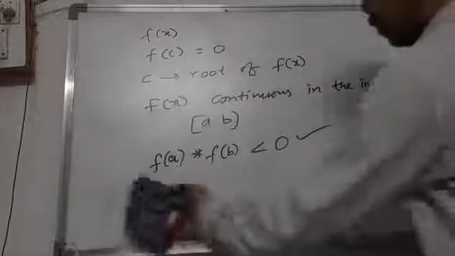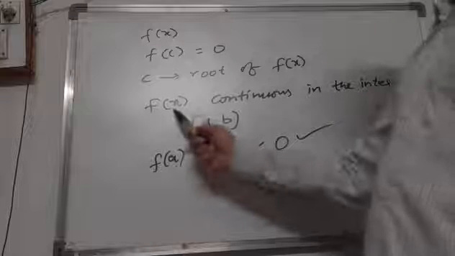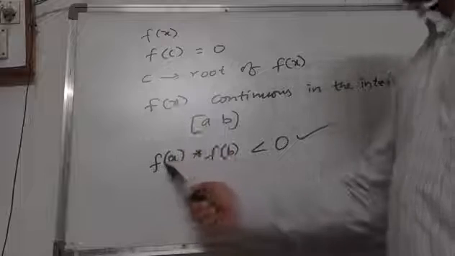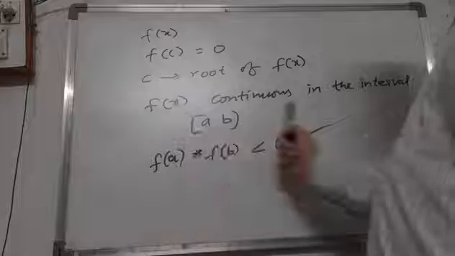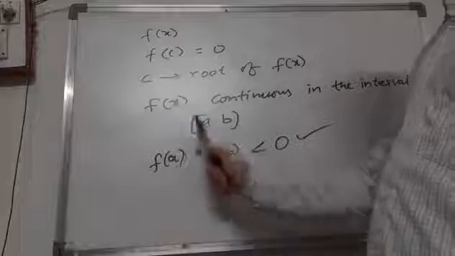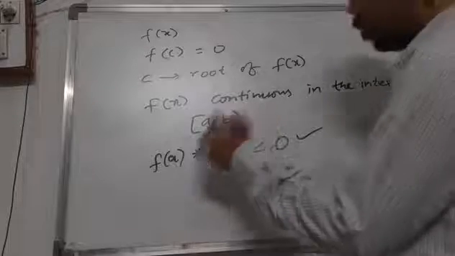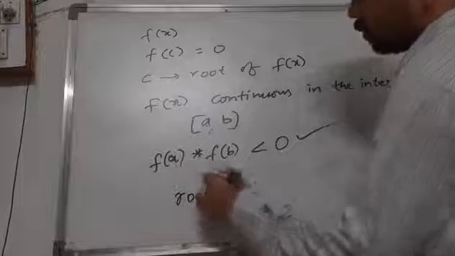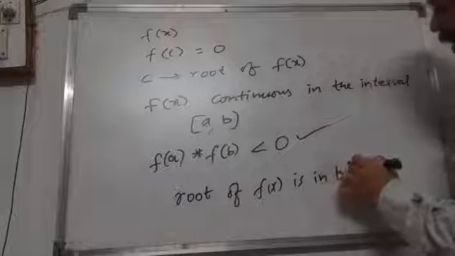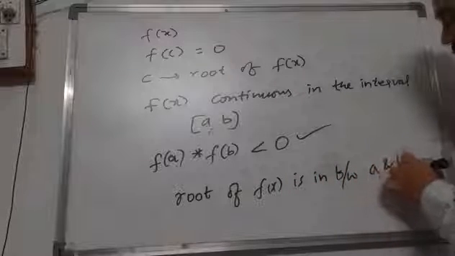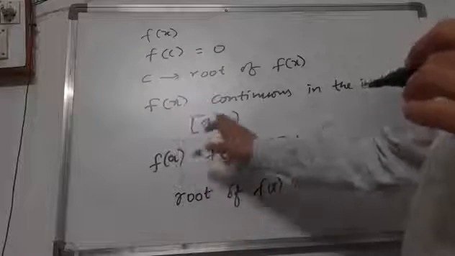Next step, what we have to do, this is the first step. First step is assuming some values for the given function, continuous between this interval, such that when you substitute these values in the function, their product must be less than 0. Then only we can say that the root of f of x is going to lie in between a and b.